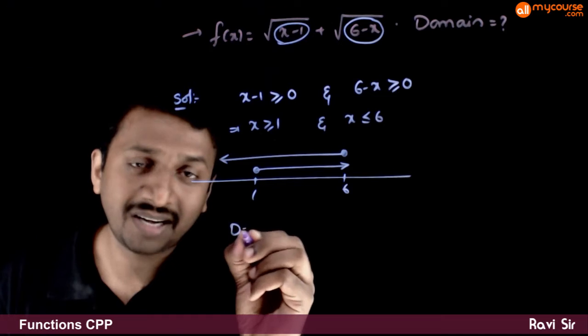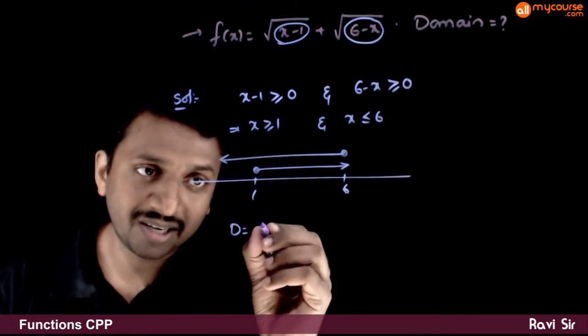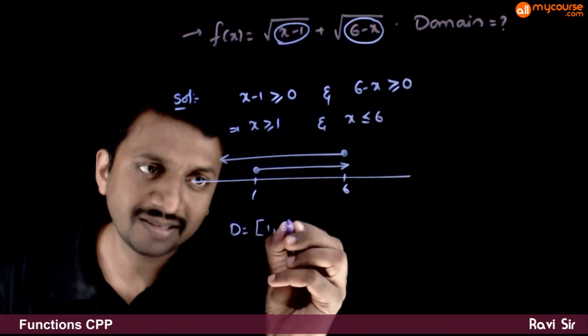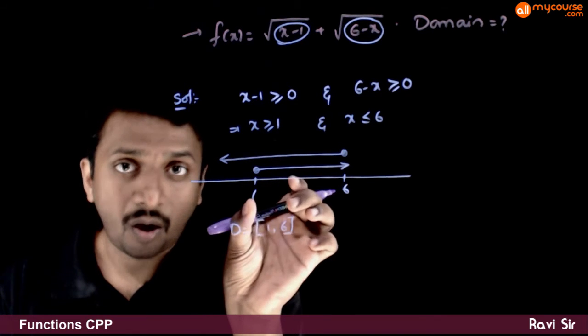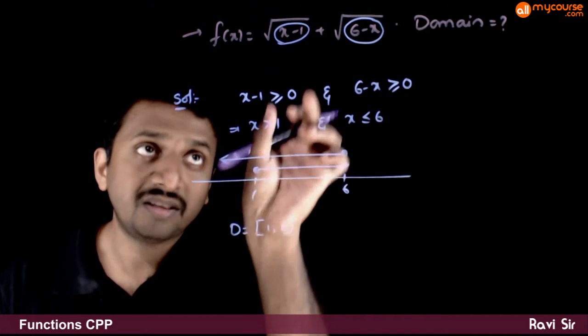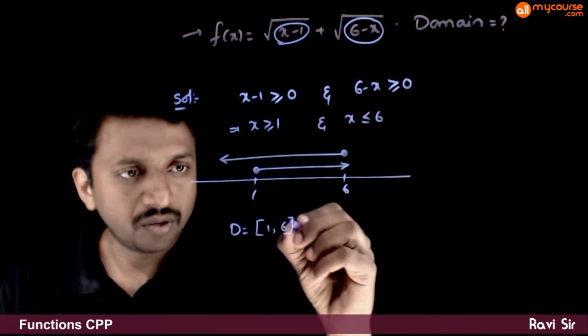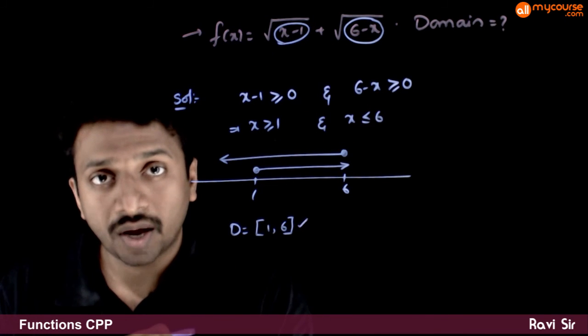So my domain is nothing but the common interval, that is closed 1, 6. So if x is in between 1 and 6, or 1 or 6, the function will be defined. So the domain is closed 1 to 6.